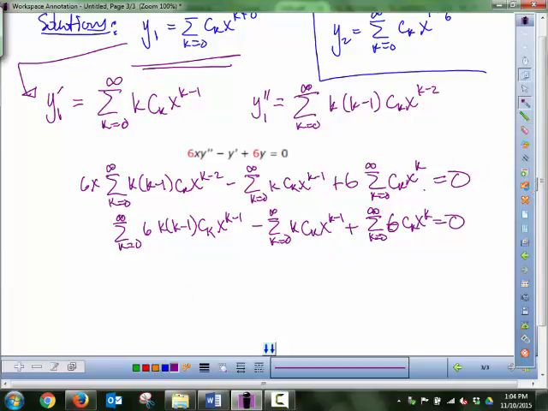And now I'm focused on the powers and trying to match this up and doing the shifting and stuff like that. So I want to match the powers, maybe have everything in terms of k. So I would add 1 to this, which means I would subtract 1 for this. And I'll do the same thing for the first one. So subtract 1 from 0, I'm going to start with negative 1.